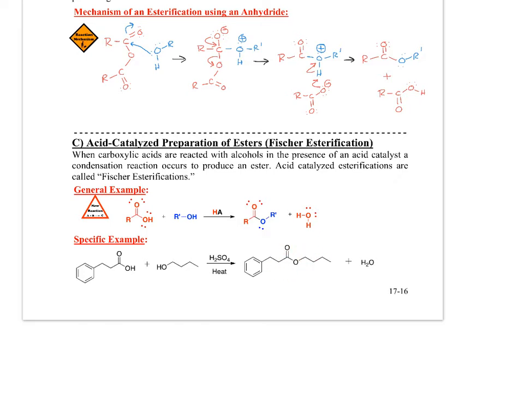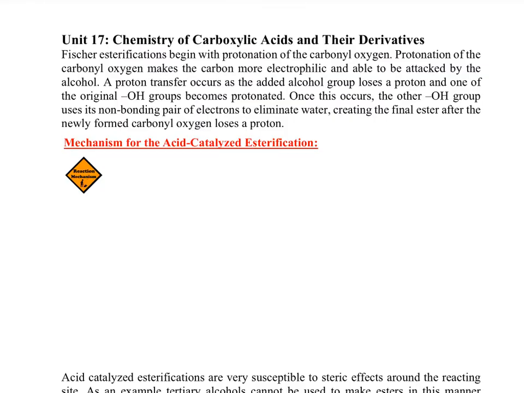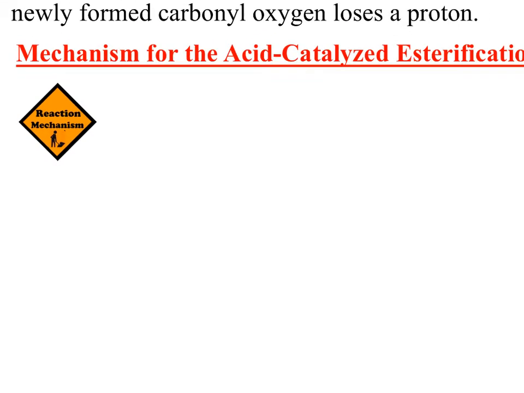And so on the next slide we'll discuss the mechanism of a Fischer esterification. As we saw in the previous slide, we can take carboxylic acids and treat them with an alcohol under acidic conditions to form esters in a reaction known as a Fischer esterification. So how does this reaction work? Well, let's take a look.